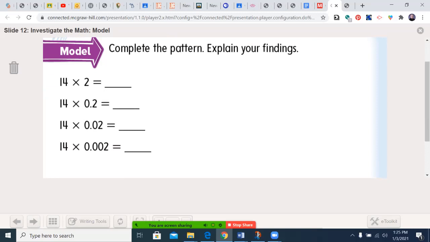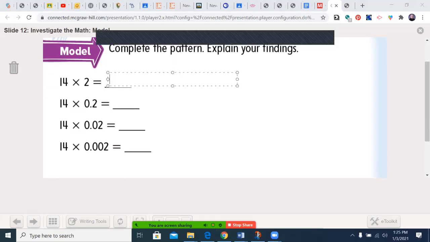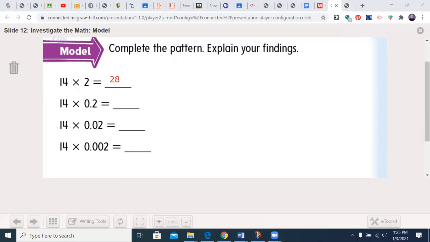So let's complete this pattern. I'll use my annotation tool. 14 times 2 is 28. 14 times 2 is still 28, but there's 1 decimal place, so I need to put 2.8. 14 times 2 is still 28, but I have 2 decimal places, so I can go back 2 spots. So now I have 0.28. 14 times 2 thousandths. 14 times 2 is still 28, but I have to go back 3 spots. 1, 2. Uh-oh, what do I do?